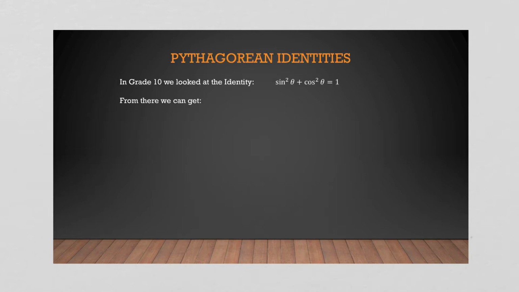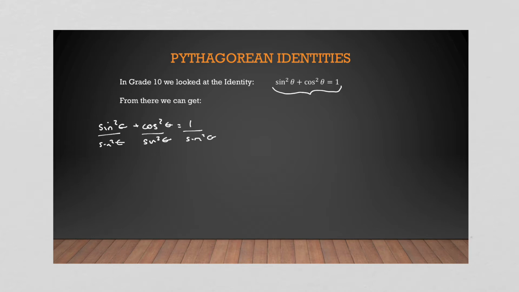Now the next one we get is our Pythagorean identity, and we get that directly from the relationship of sine and cosine. So we saw this briefly in grade 10. Sine squared theta plus cos squared theta equals 1. So from there, we have some identities tied to that. So if we take sine squared theta plus cos squared theta, and we divide everything by sine squared theta. So it's just an algebra step. We are allowed to do this.